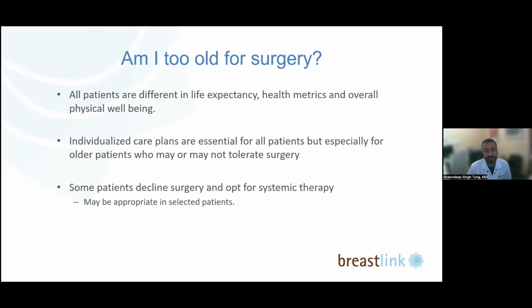And those are options that we would discuss in conjunction with the multidisciplinary team, including the medical oncologist and the radiation oncologist. So again, that last line there, some patients will decline surgery and want to know if there are any other medications that they can take, and that may be appropriate in selected patients.